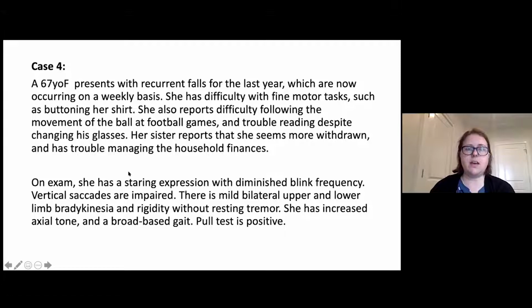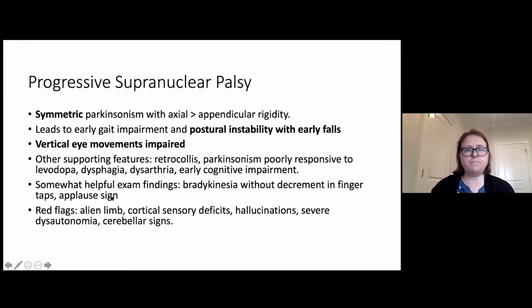So she is having constant falls despite being early in the course of her symptoms. And that is a real tip-off to the fact that this is more than idiopathic Parkinson's disease. The other tip-off is this difficulty following the movement of the ball and trouble reading with impaired vertical saccades. So this is progressive supranuclear palsy.